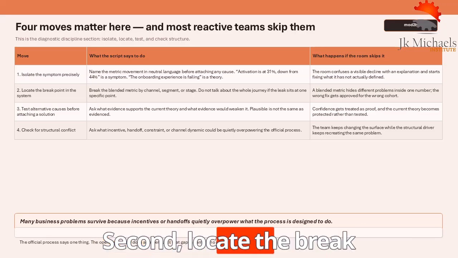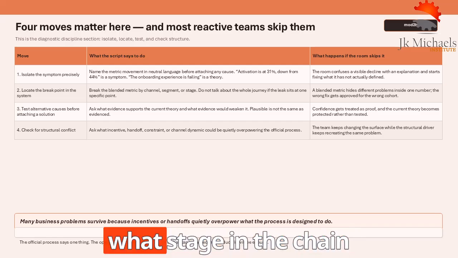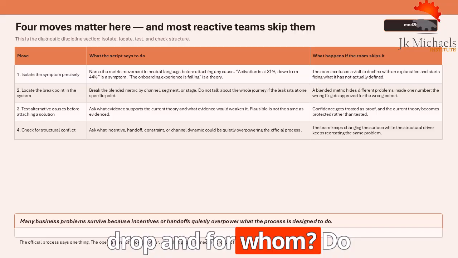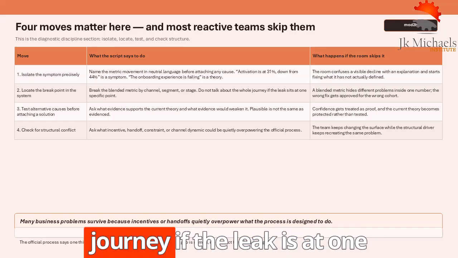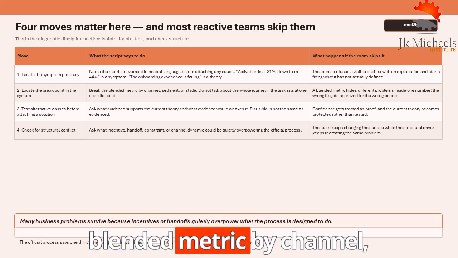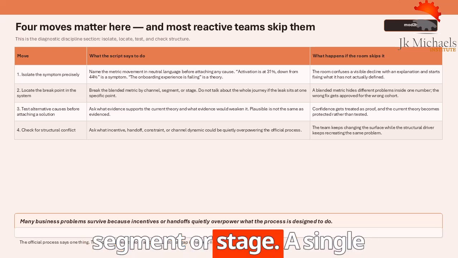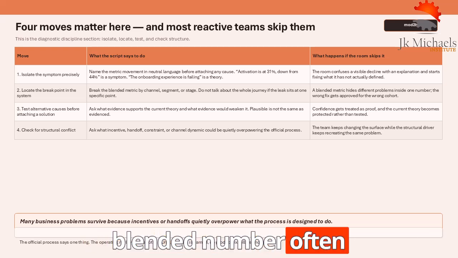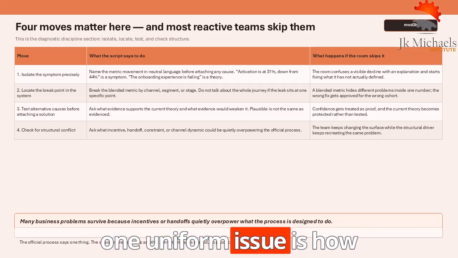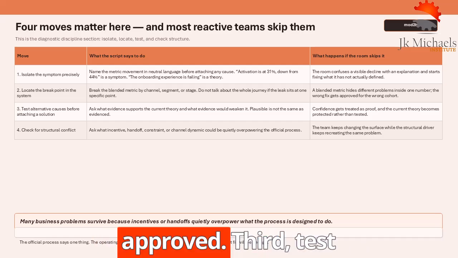Second, locate the break point in the system. At what stage in the chain does performance actually drop, and for whom? Do not talk about the whole journey if the leak is at one specific point. Break the blended metric by channel, segment, or stage. A single blended number often contains multiple different problems. Treating it as one uniform issue is how the wrong fix gets approved.